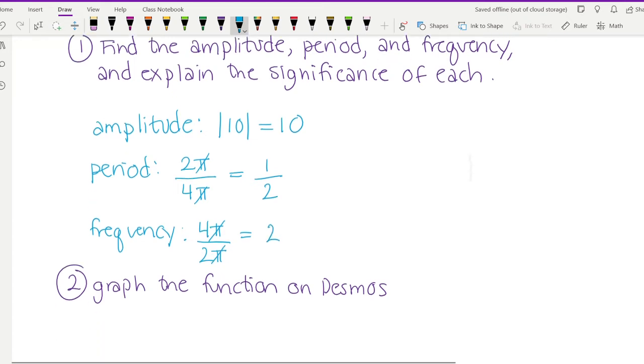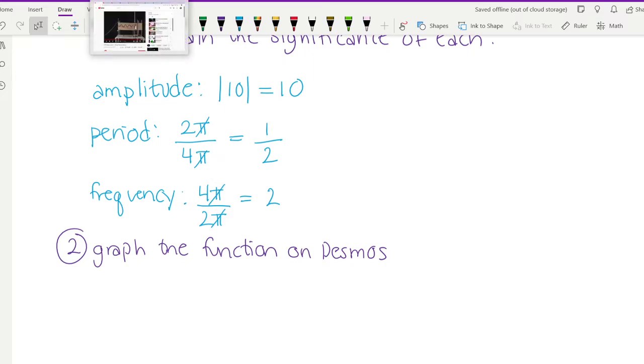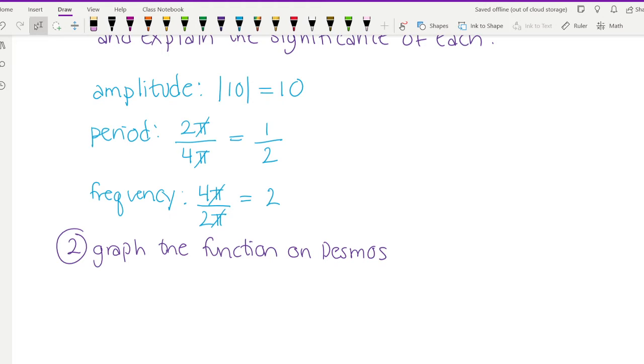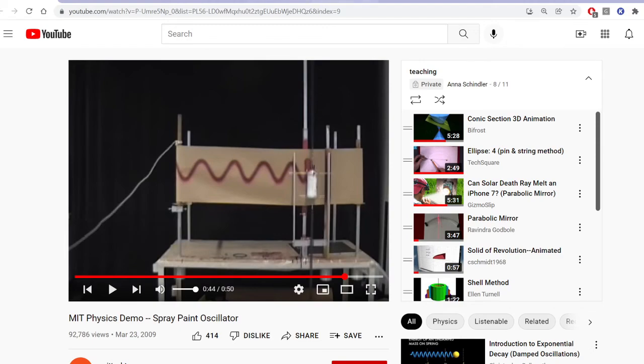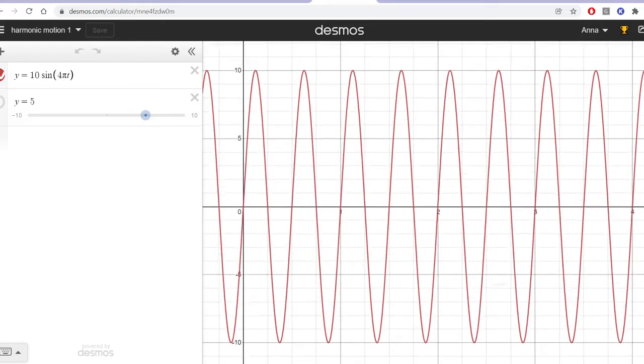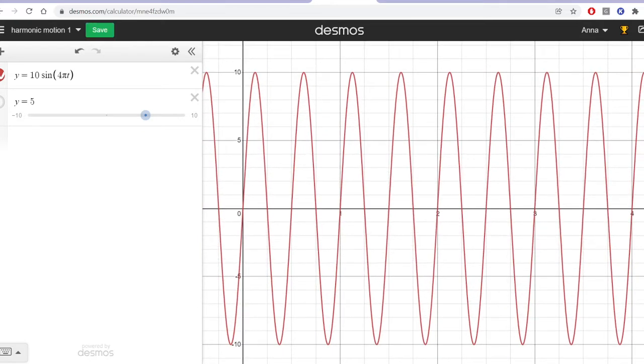Okay, so let's take a look at the graph of this function on Desmos. We could graph it by hand, right? Like we know how to graph something if you know its period and its amplitude, but some of these get a little bit complicated and the numbers are a little annoying. So I think it's probably best that we just look at the graphs on Desmos. So this is what the graph looks like.